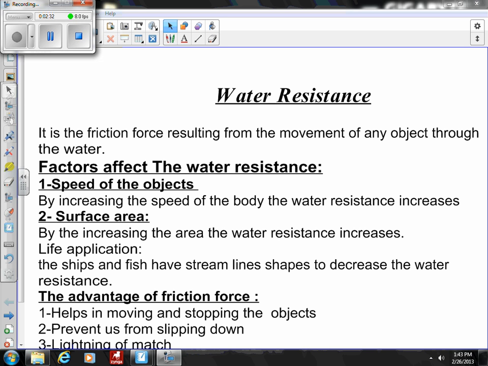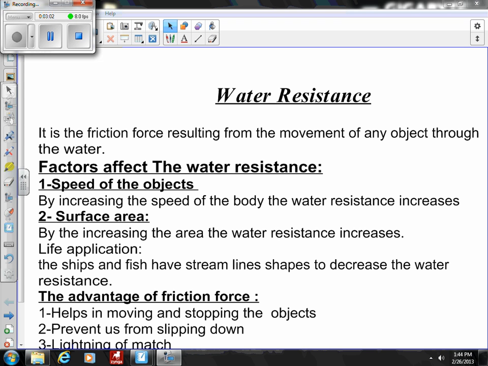That's nice. And if we wanted to apply this rule on water resistance, what is the relation between water resistance and speed? By increasing the speed, what would happen to water resistance? Ahmed? Yeah, increase. Excellent. By increasing the speed, the water resistance increases.